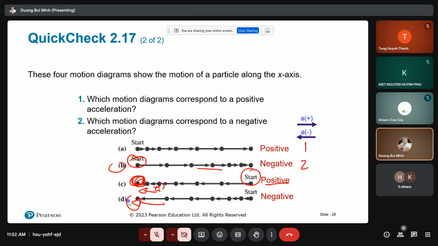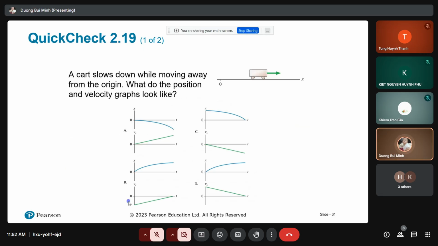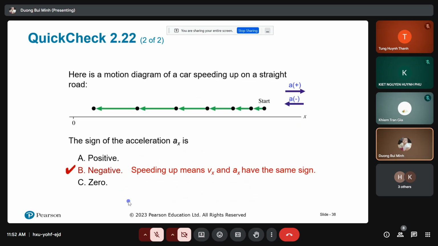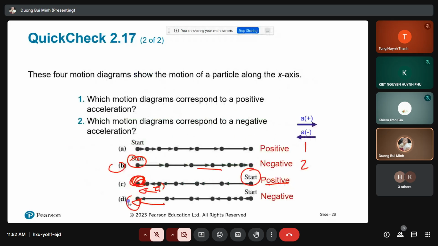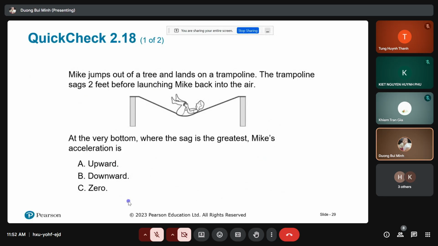Okay, stop. We have many. Next week we continue to discuss some multiple choice questions. Now we stop at slide 29.